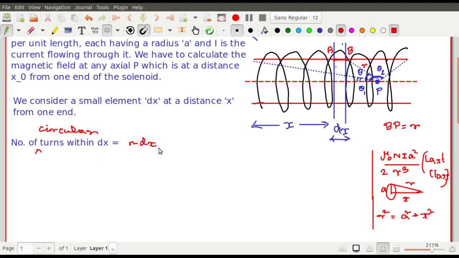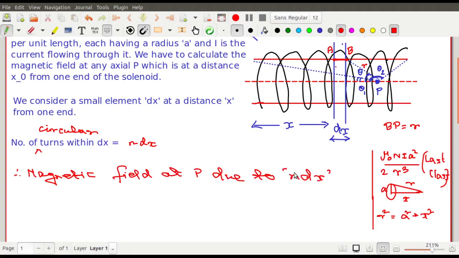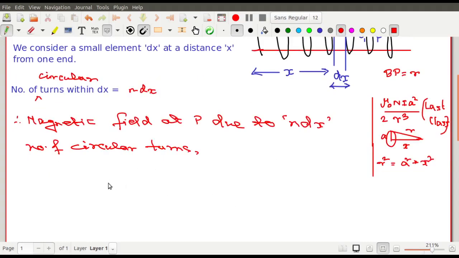So what is the magnetic field at P due to this element dx? So therefore magnetic field at capital P due to ndx circular number of circular turns, due to ndx number of circular turns. This expression I will borrow from the last class. এটা আমি আগের ক্লাস থেকে নেব, due to ndx number of circular turns. So this one I will write it dB.